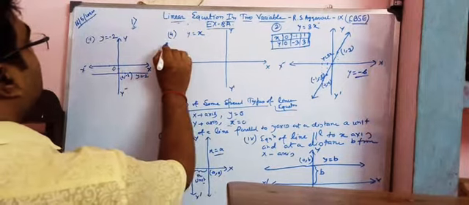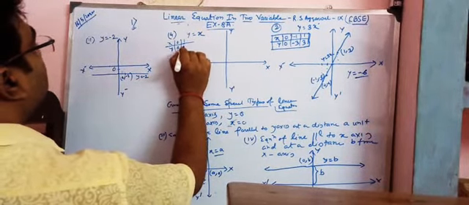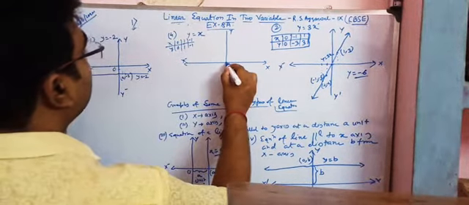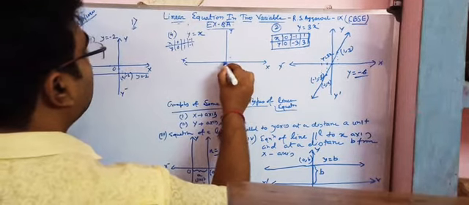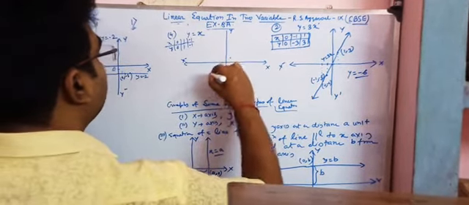Now x and y. X equal to 0, y is equal to 0, x equal to 1, y is equal to 1, x equal to minus 1, y is equal to minus 1. So 0, 0, 1, 1, minus 1, minus 1. So this point. So the graph should be like that.